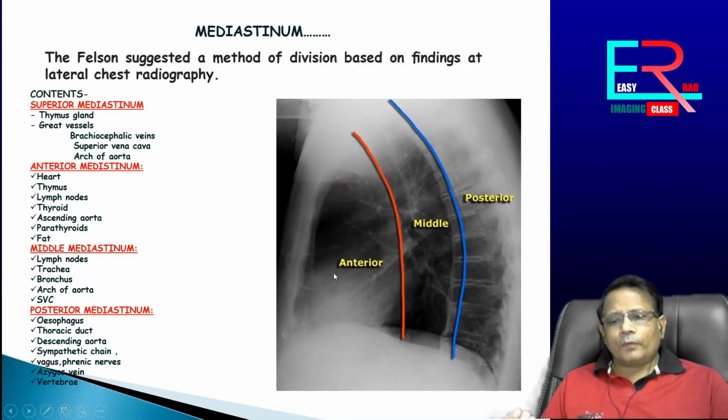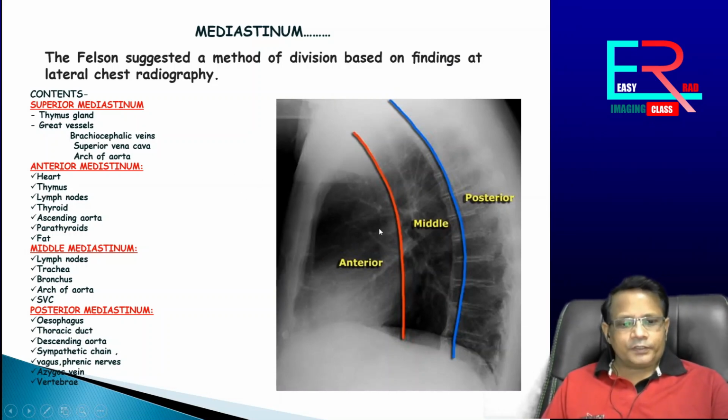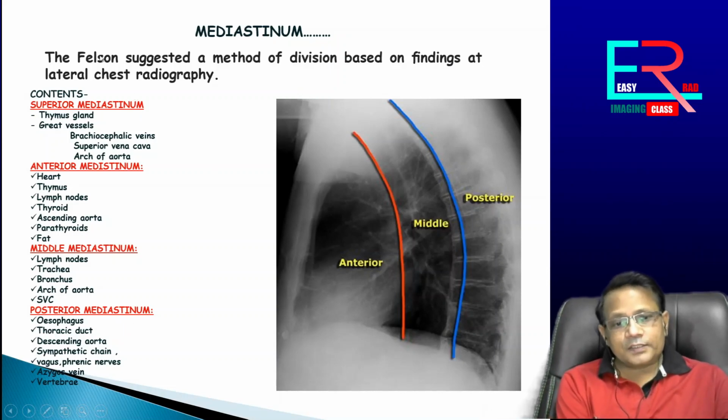Then come to the contents of these divisions. There are various parts of the mediastinum. You know, there is a long list of contents of the superior mediastinum, anterior mediastinum, middle mediastinum, and posterior mediastinum. So you should not forget that Felson suggested the heart should be in the anterior mediastinum.